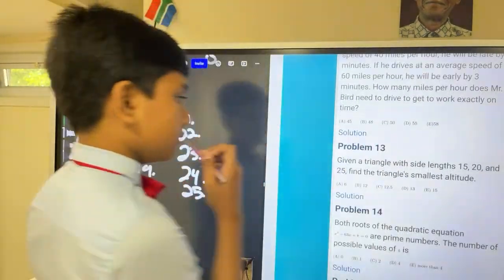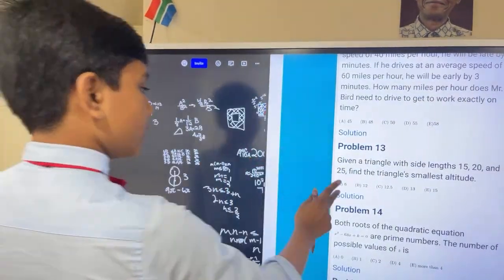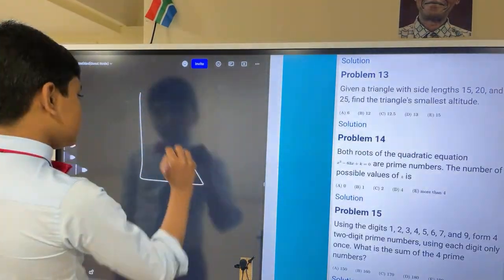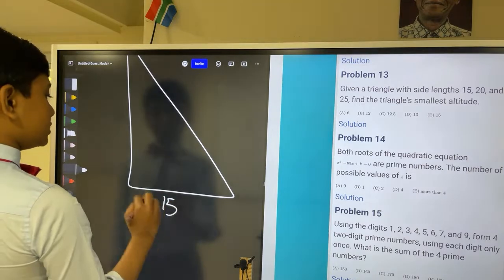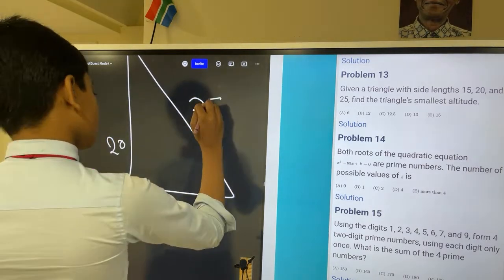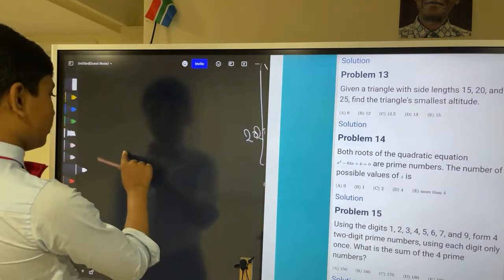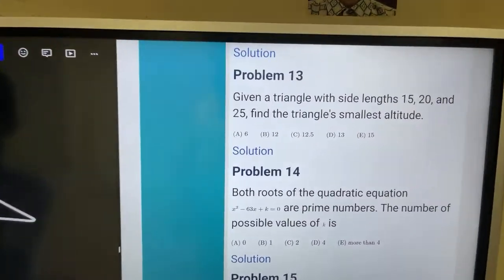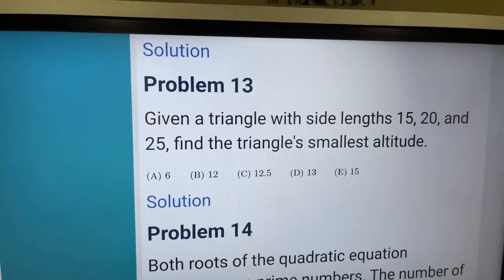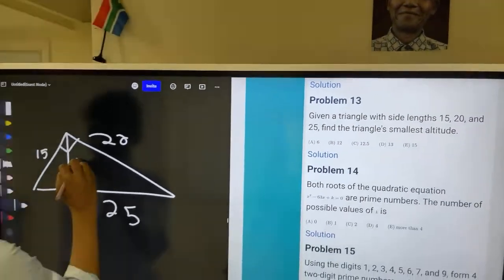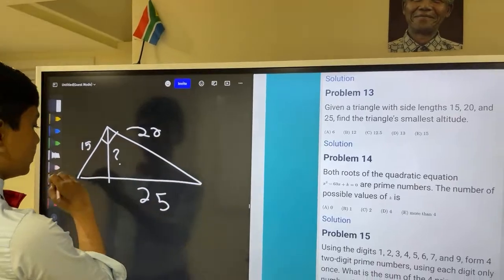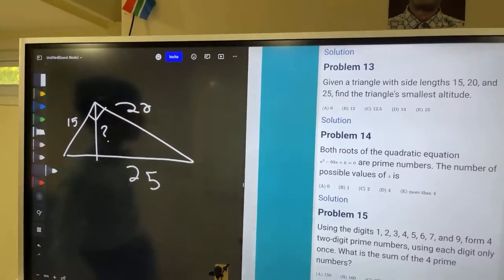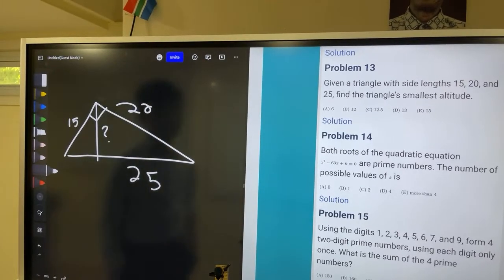Given a triangle with side lengths 15, 20, and 25, find the triangle's smallest altitude. That should be easy. It's just the altitude opposite to the largest side. Let me flip it over one second. 15, 20, 25. We have to find this length because the other altitudes are just the sides. Trust me, I've fallen for that trick once before with a similar problem.